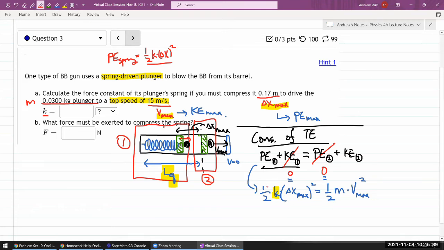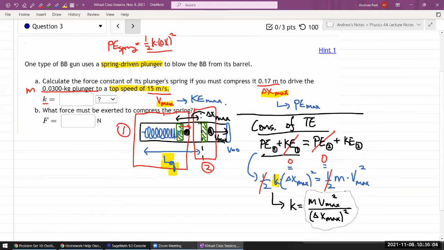So I can go through algebra here, cancel out 1/2, and I want to move delta x max over to the other side. And when I do that, I get k is equal to m v max squared over delta x max squared. Let me just copy this over. When you do this, just make sure that your units are in basic SI units. I think the question was nice. It gave you the mass in kilograms instead of grams or some other unit where you had to convert. So I'll plug this in after I'm done with part B.